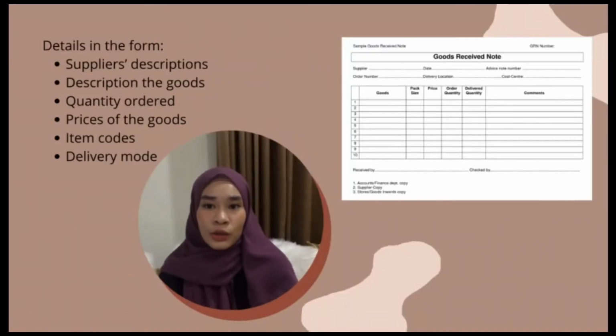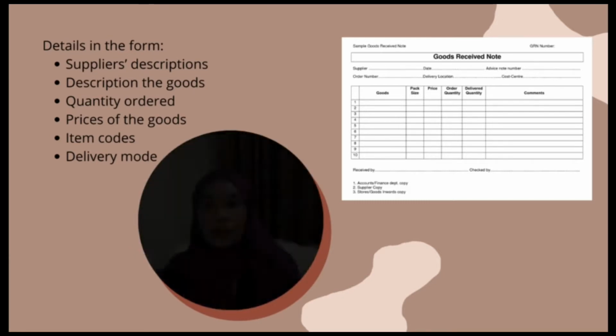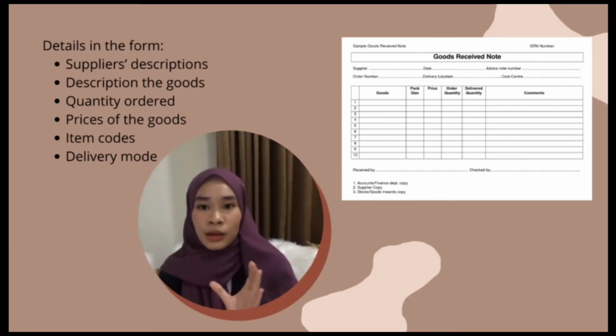The details that should be included in the GRN are quite similar to the other two documentary evidence. They are the supplier's description, the descriptions of the goods, quantity that have been ordered, price of the goods, item codes, and also the delivery mode. These details are being included in the form to ensure the accuracy of the purchase transaction.